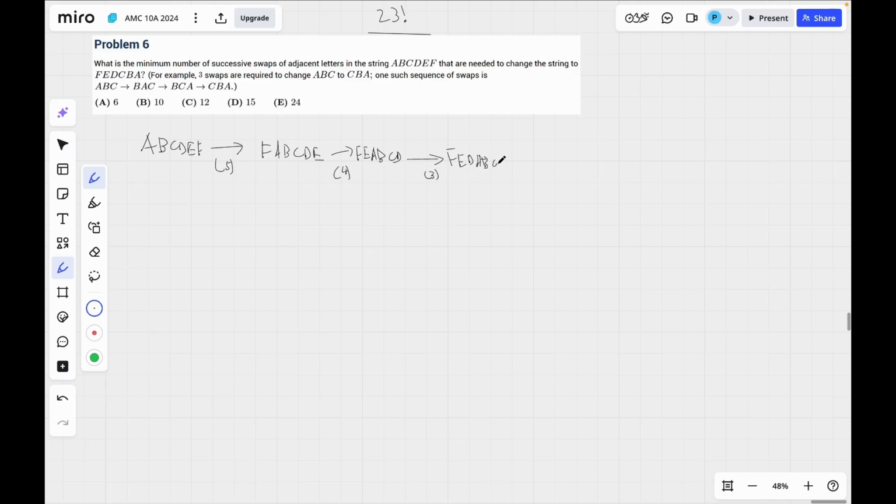D required 3 swaps. C required 2. B required 1. Now, after swapping B to its correct position, there's only one position left for A, so we don't need to do any swaps for A. By adding these up, we get 15 as our final answer. So choice D is the correct choice.